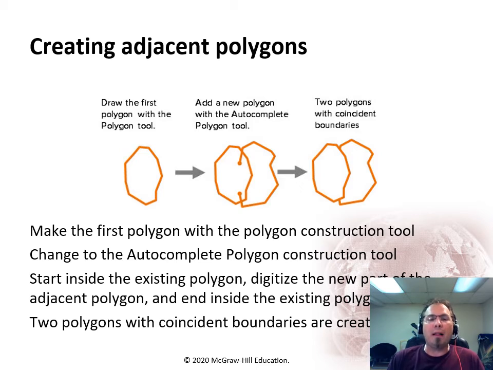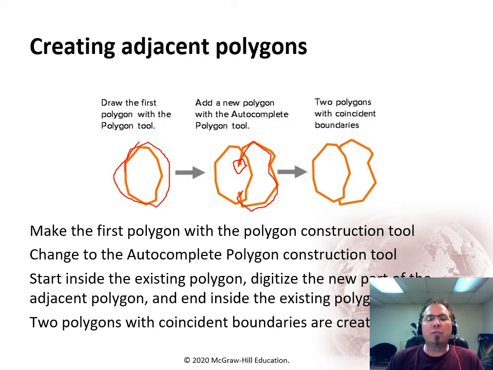You draw a polygon, so you draw the whole thing all the way around. Okay, my perfect polygon there. Then you want to create an adjacent polygon. You start with the first node for the second one inside the first one. You make your drawing and you make the last node inside the first polygon. And when you do that, they now have coincidental boundaries.